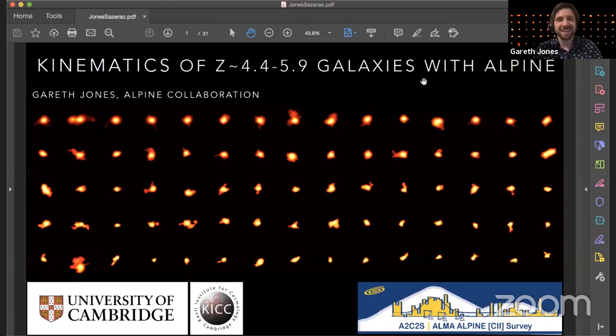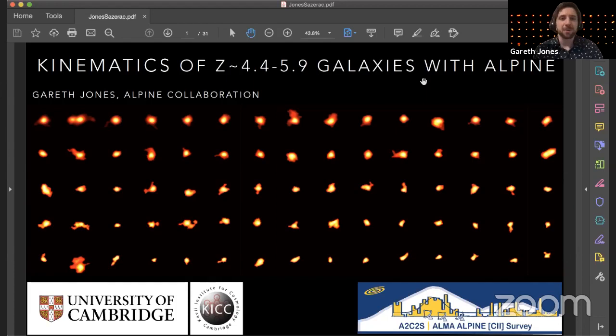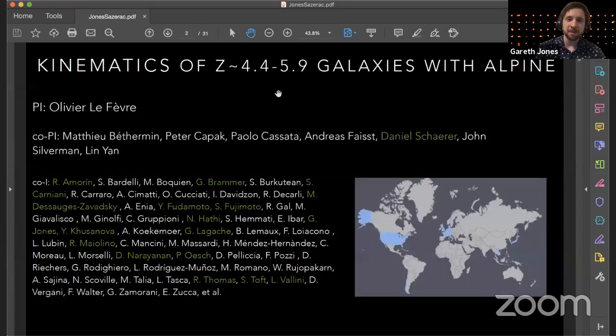I'm Gareth Jones, a postdoc from the University of Cambridge. Today I'm pretty excited to tell you about our work in the ALPINE collaboration, looking at kinematics of galaxies within the first gigayear of the universe. My author list here is a little bit small, but the ALPINE collaboration is pretty huge. This is a list of all of the co-authors and authors on the current set of papers, spanning 11 countries. All this work is due to everyone's work.